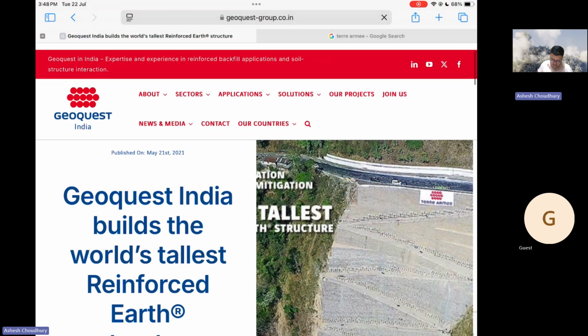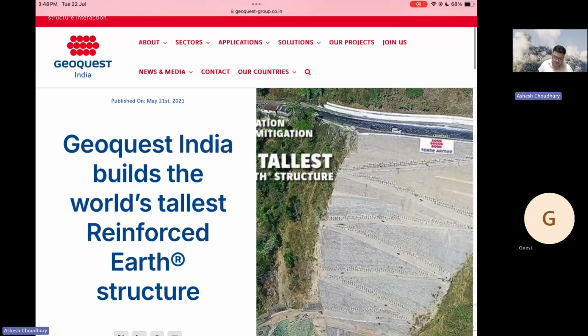So GeoQuest India builds the world's largest reinforced earth structure. You are seeing that our registered trademark sign is there. That's why I said this before: the term reinforced earth is actually a registered trademark of this company. That's why we generally do not use it. We tend to use the term reinforced soil structure.